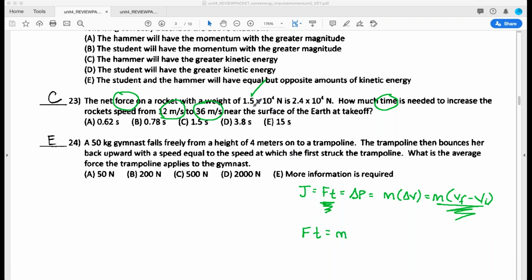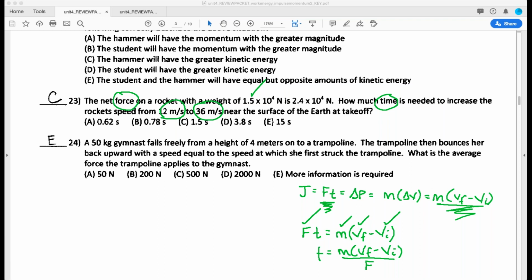Mass, I can get from the weight, right? I can divide that by g, or just divide it by 10, and I get 1.5 times 10 to the third kilograms. And I know the final and the initial velocities, so I'm good to go, right? It's scientific notation, so it's a little obnoxious, but everything here is known. So t is equal to m delta v, all divided by F. And I'm ready to go. So I plug those numbers in, and hopefully you get 1.5 seconds when you do that. Make sure that I've answered your question on number 23.